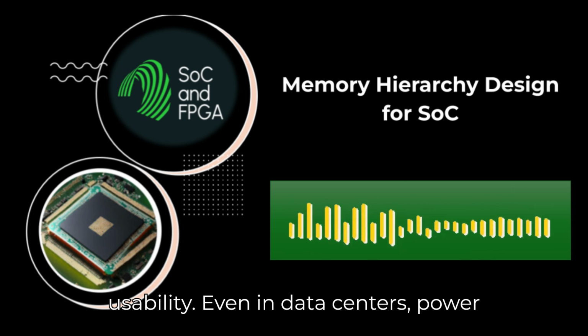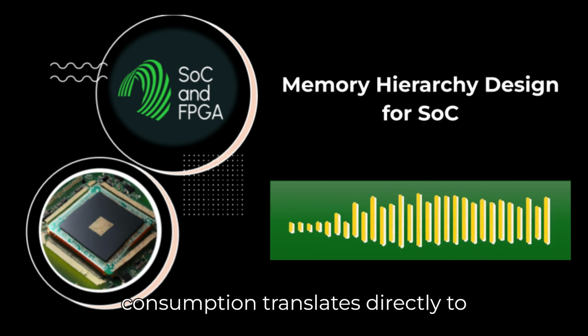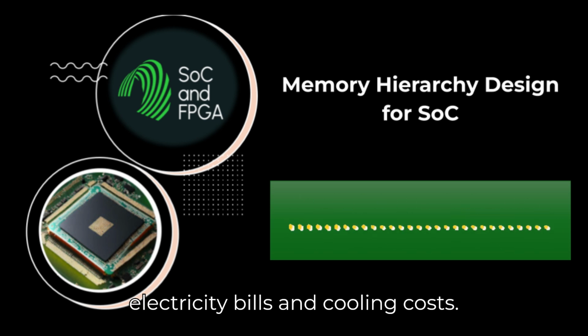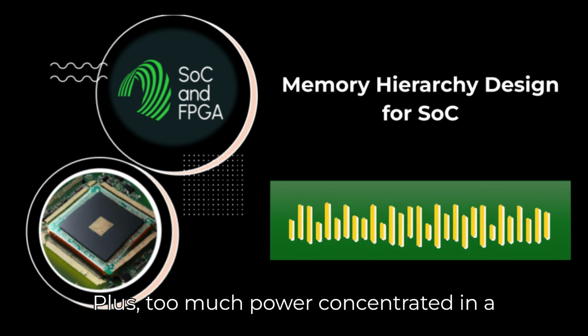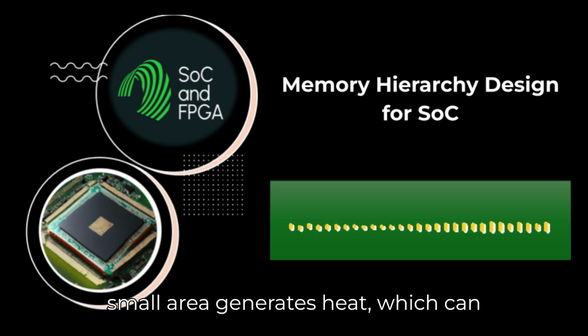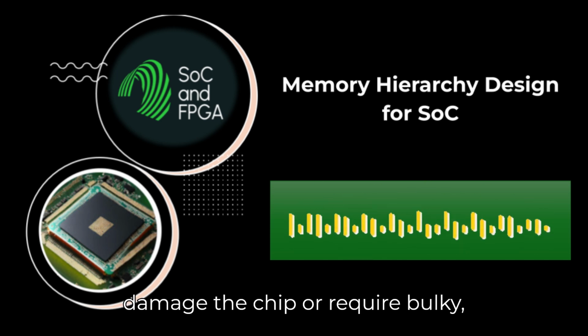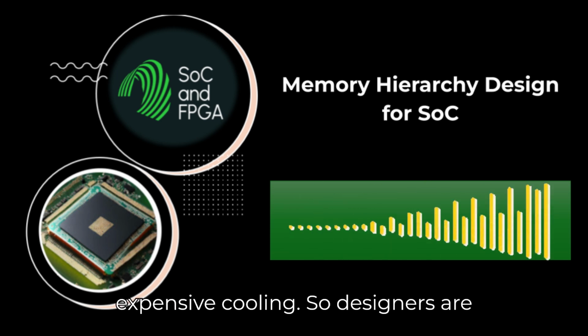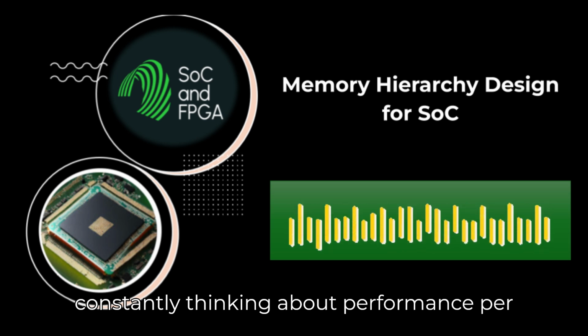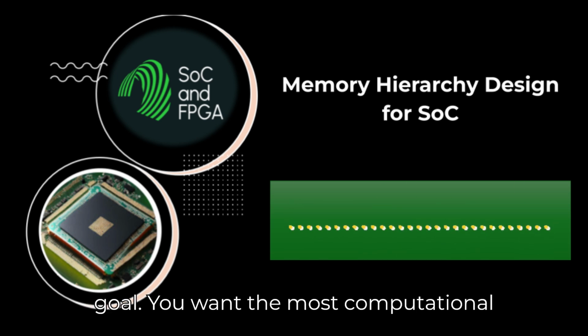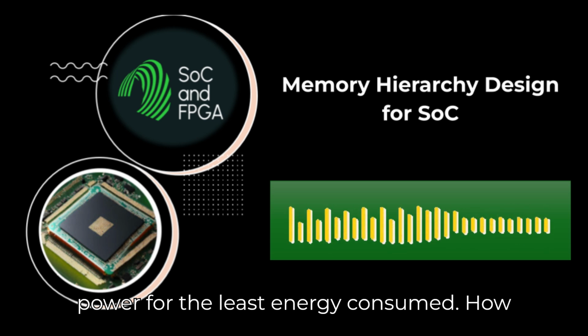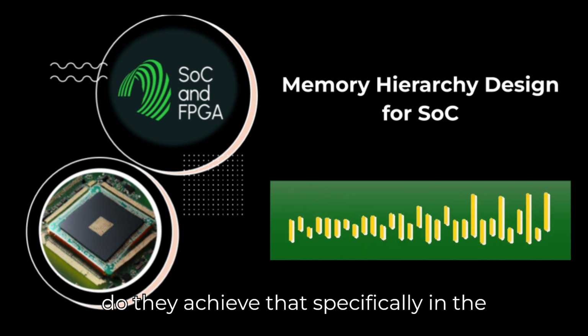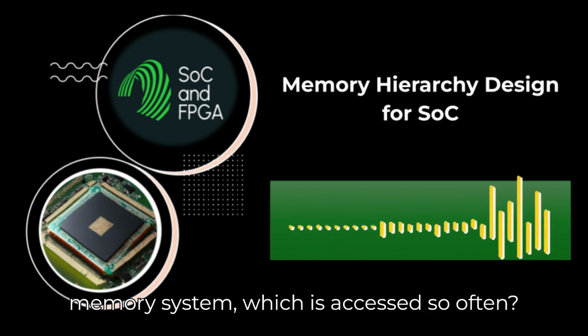Even in data centers, power consumption translates directly to electricity bills and cooling costs. Plus, too much power concentrated in a small area generates heat, which can damage the chip or require bulky, expensive cooling. So designers are constantly thinking about performance per watt. Constantly. It's a primary design goal. You want the most computational power for the least energy consumed. How do they achieve that specifically in the memory system, which is accessed so often?